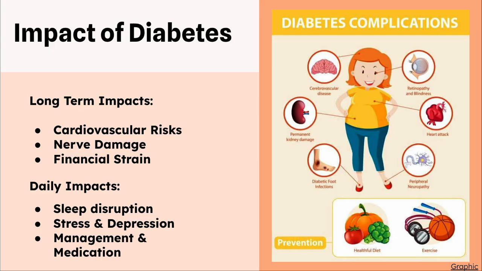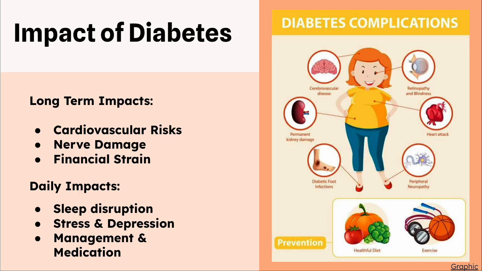Daily impacts that people have to deal with are sleep disruptions from having to manage your highs and lows during the middle of the night, stress and depression just from, obviously, the stress of having to deal with this disease, and management of medication. Obviously, the medication, you have to have it with you at all times. You have to have all your monitors with you, and you just literally have to make sure you have all this stuff to live. So management of that, and then obviously the medication costs, all ties back into the financial strain.